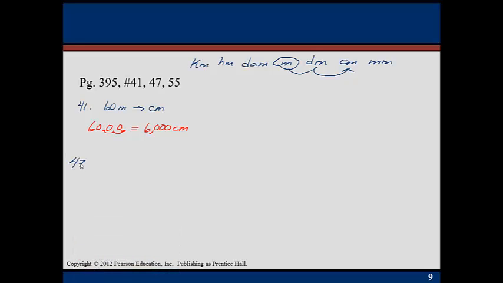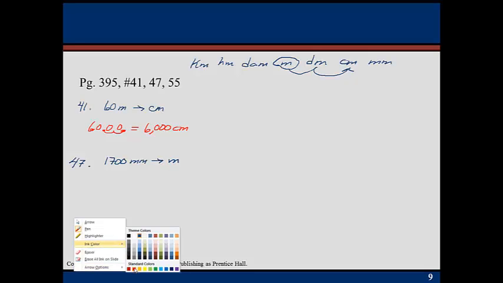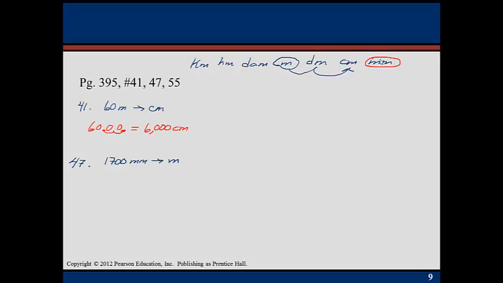And the number 47. This time we have 1,700 millimeters into meters. So again, let us locate the millimeters, and we're going to travel over to meters. So we're going to go 1, and then 2, and then 3. So we're going to move the decimal 3 places to the left. The decimal is at the end, so we got 1, 2, 3. And this is going to become 1.7 meters.